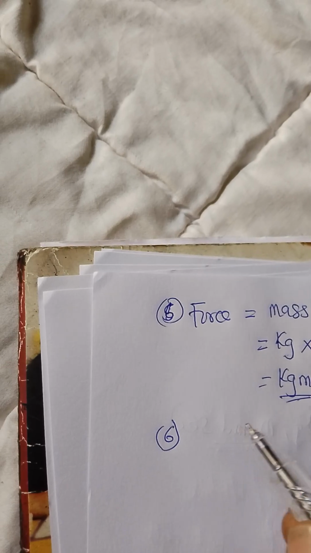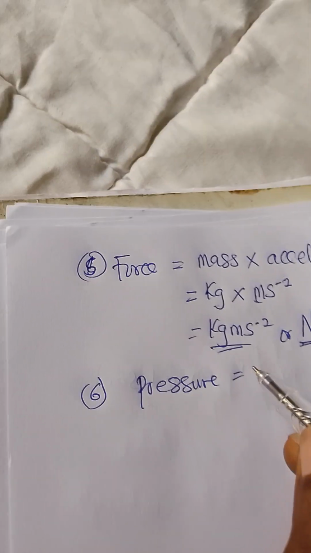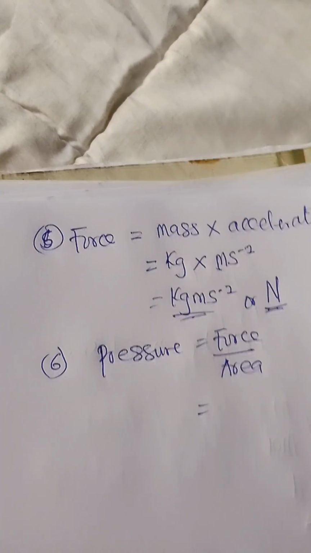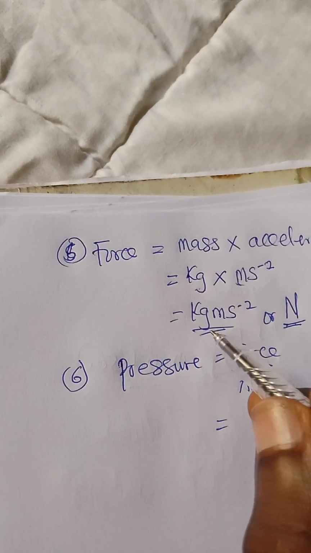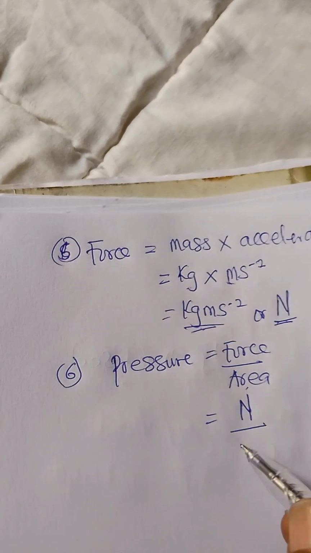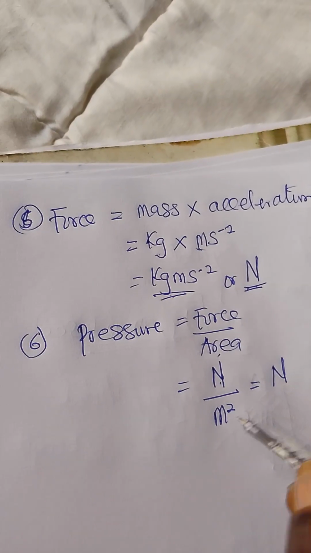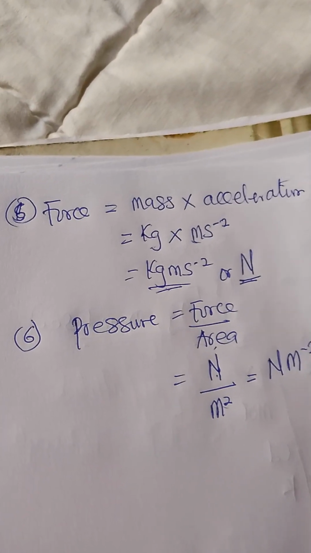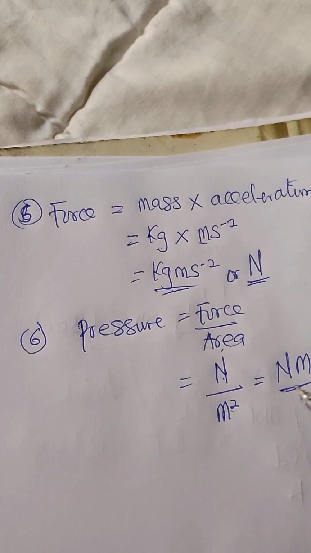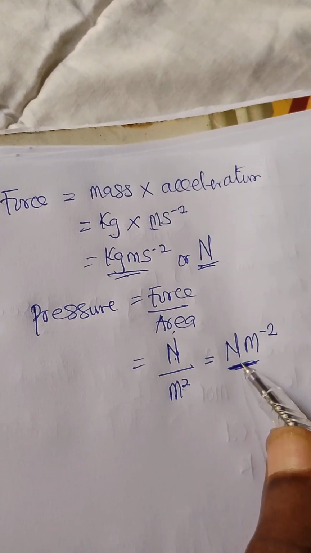Next one, let's take pressure. Pressure is force over area. So what do I have here? The unit for force, I can use this, I can use this. Let me use both. So I'm going to use Newton divided by area, which is meter square. If I divide this with this, I'm going to have Newton per meter square. Remember, you subtract when you are dividing, so that is why this carries minus. So Newton per meter square is the unit for pressure.